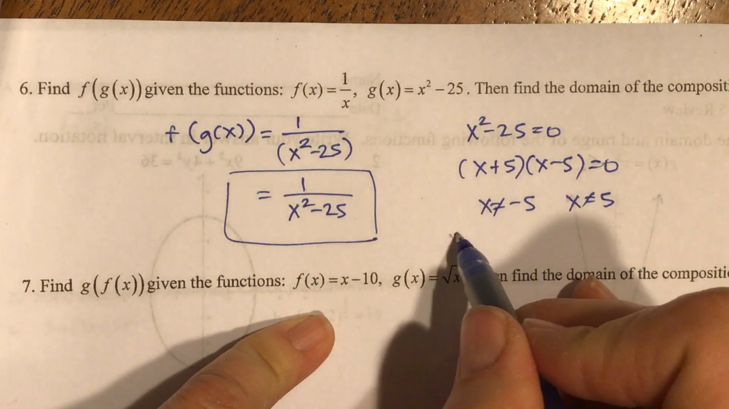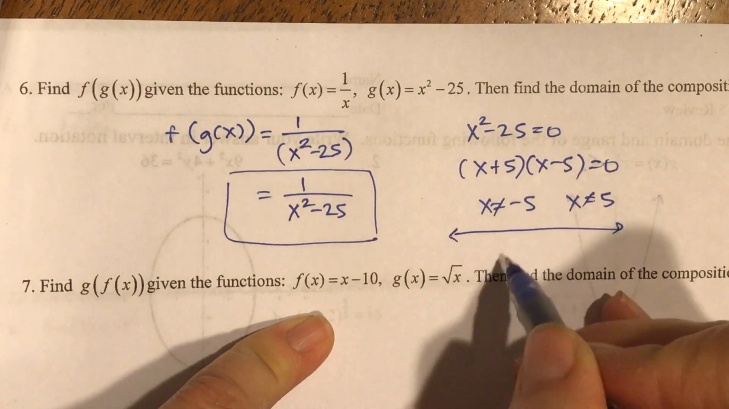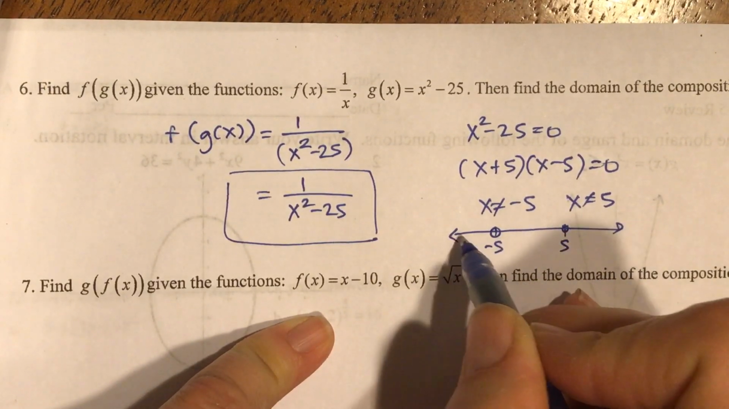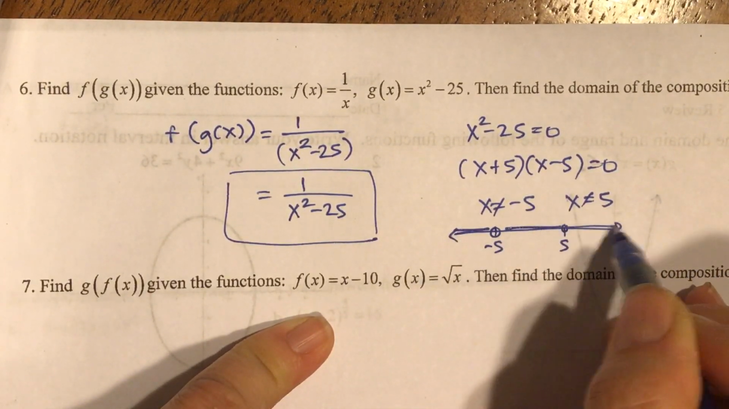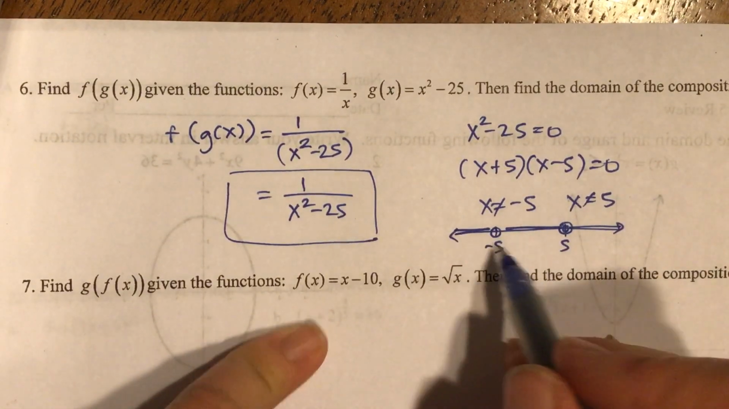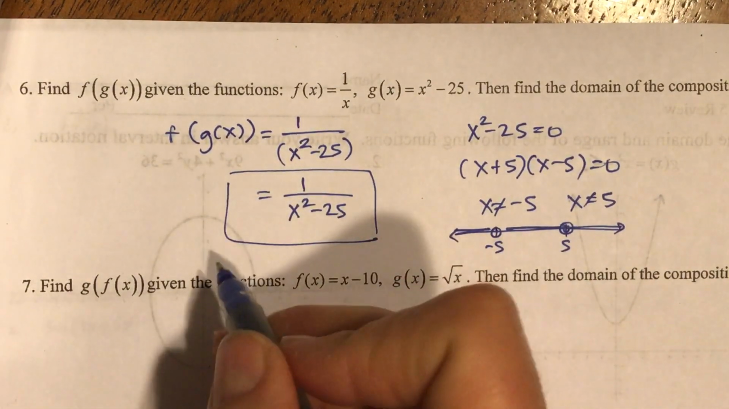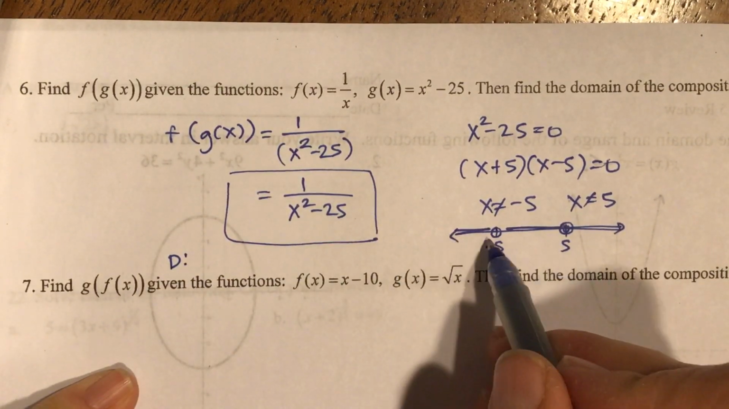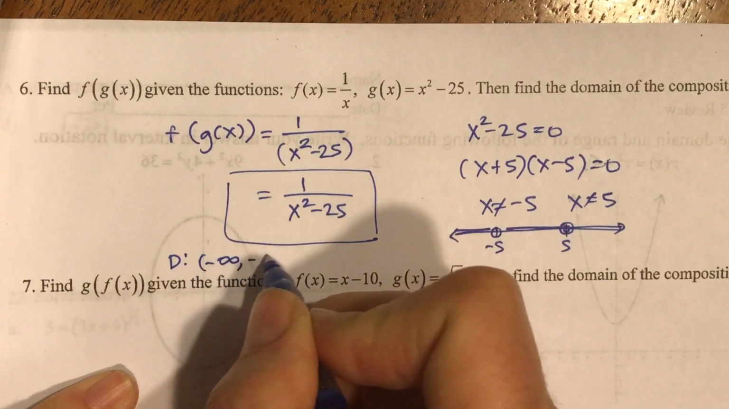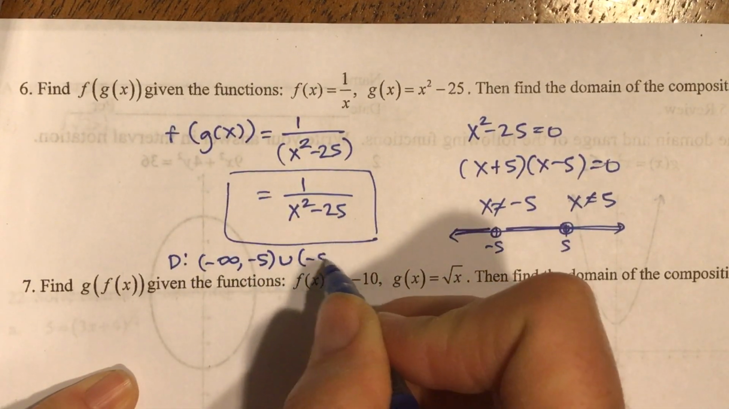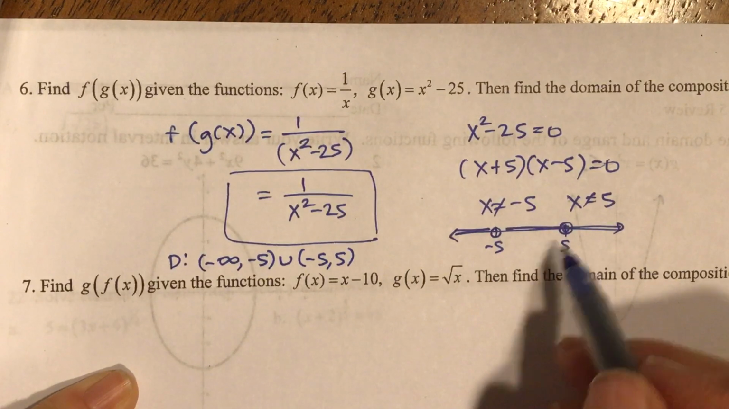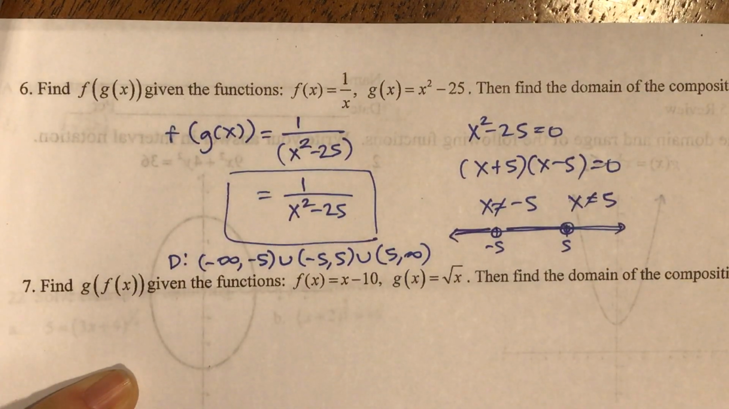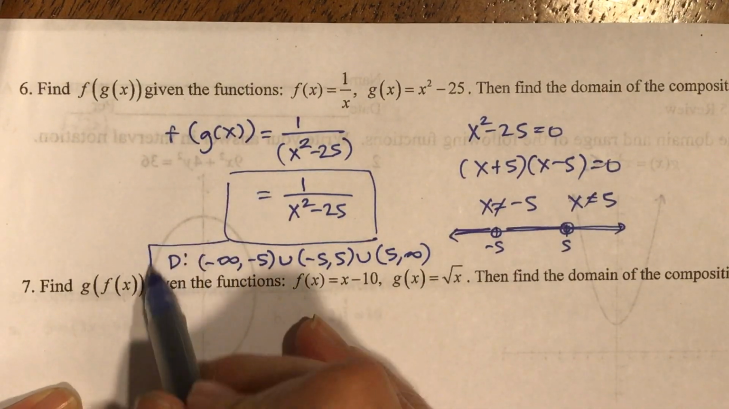We're trying to exclude the ones that don't work, and those definitely don't work because they give us a 0 in the denominator. Open circle, open circle. X can be anything except for those values. So right here underneath my answer, I'm going to write my domain, and it's going to be, reading from left to right, -infinity to -5, in union with -5 to 5, in union with 5 to infinity. Sweet. So this is our other answer.